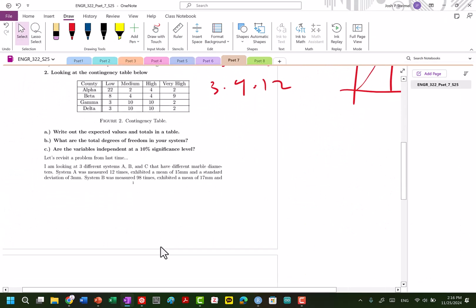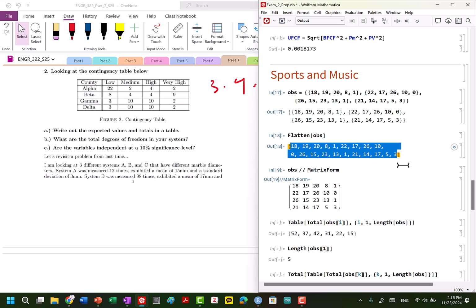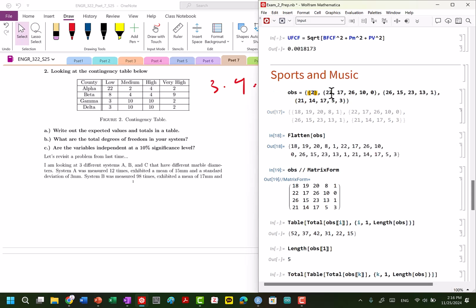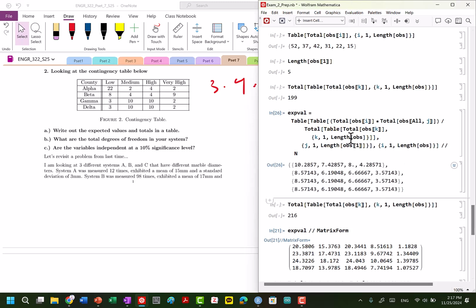That's our first problem. Our second problem, we have another chi-squared contingency table problem. Let's change some of those values. 22, 2, 4, 2. We're going to go 8, 4, 4, 9. So we are do not reject, so basically we're saying the variables are independent. 3, 10, 10, 2. And the same thing here. Shift enter, shift enter. We can look and double check. Looks pretty good. Our expected table is here, and we can look at those expected values.